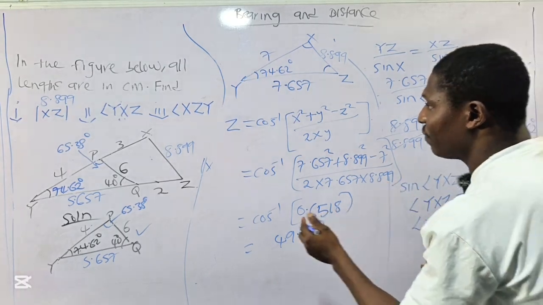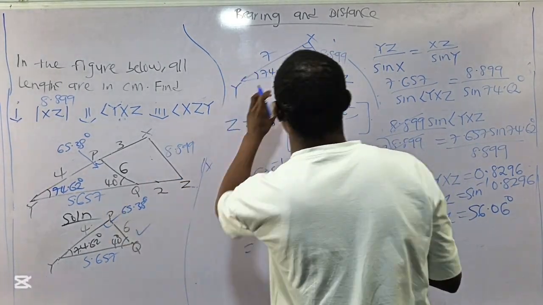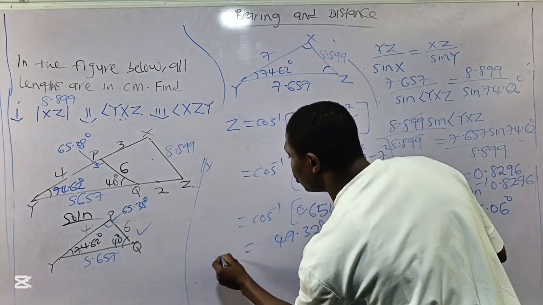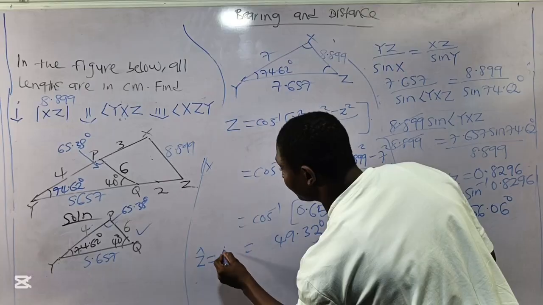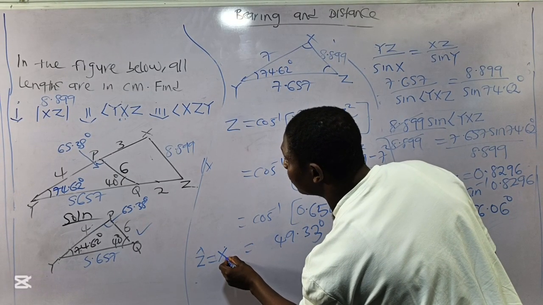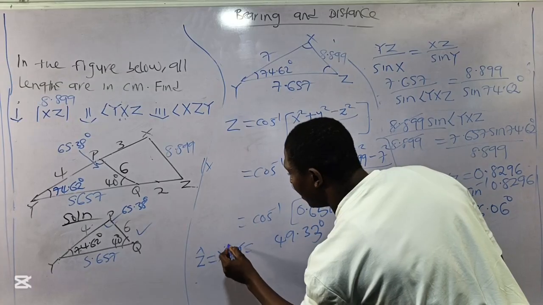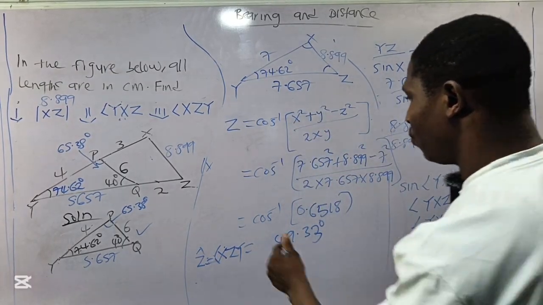Now if I've gotten this, this Z is equivalent to XZY, because I'm talking about just this triangle. So angle Z is equal to angle XZY, angle SZY. So we go to the angle SZY as what?